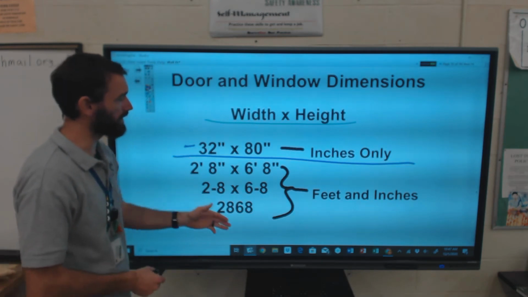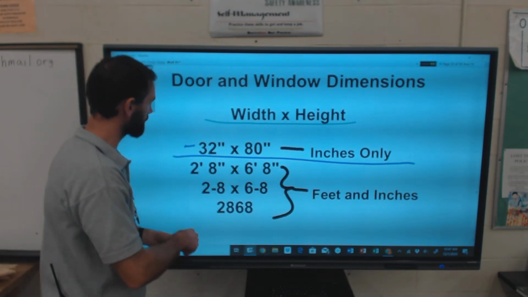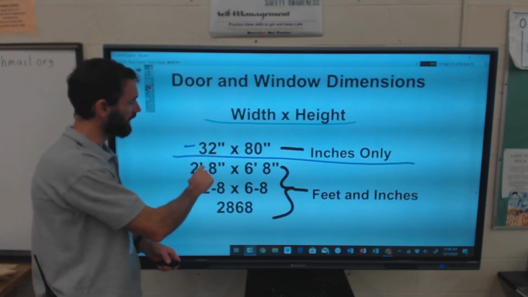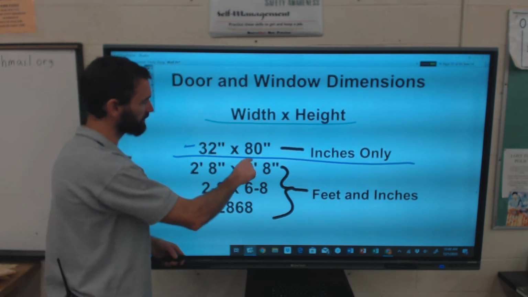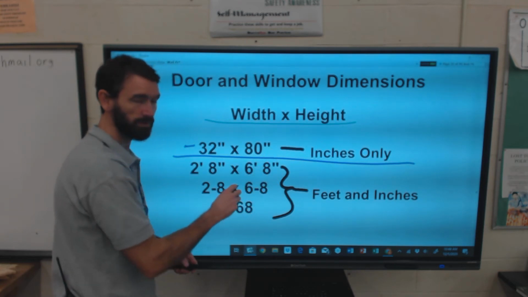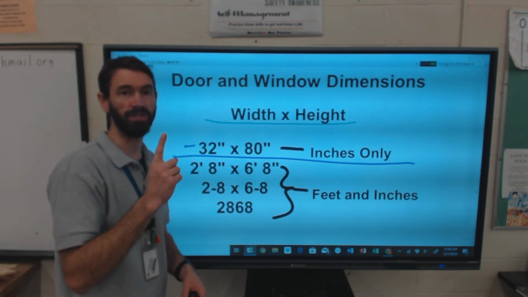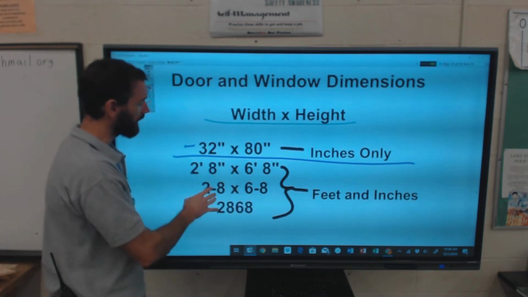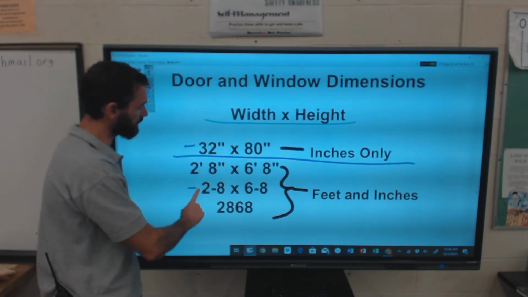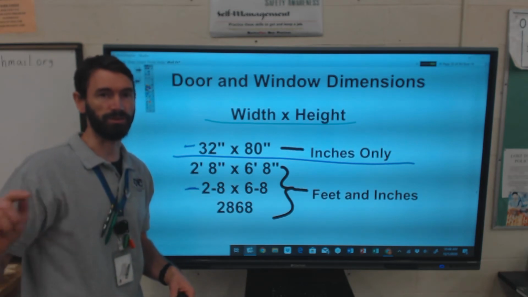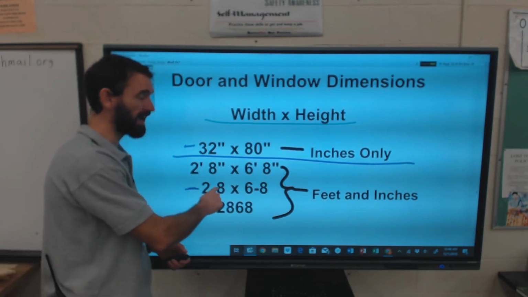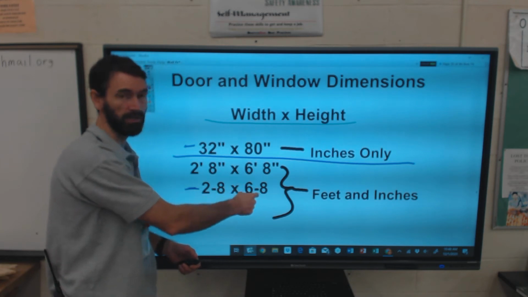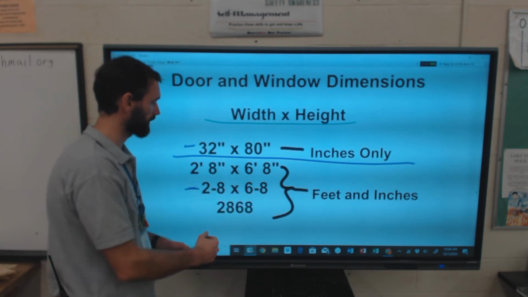Now, other ways to write them, you can write them in feet and inches. You can see here using the quotation marks, 2 feet, 8 inches by 6 feet, 8 inches. So 1 quotation mark means feet, 2 quotation marks means inches. Another way you're going to see it right here, they just use hyphens or dashes. 2-8, that's 2 feet, 8 inches. 6-8, 6 feet, 8 inches.